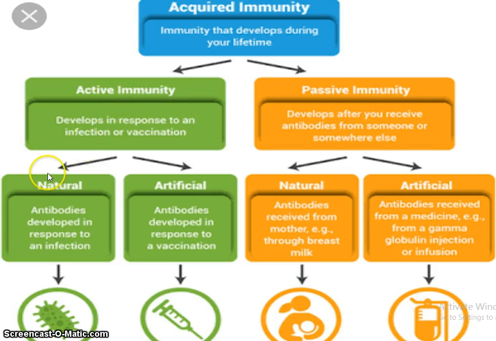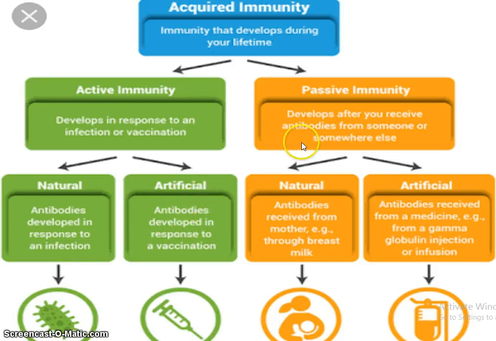Now, active immunity is of two types: natural active immunity and artificial active immunity. Natural active immunity means that after an infection, our body produces antibodies in response to the antigen. That is natural active immunity. But in artificial active immunity, antibodies are produced in response to inactivated antigens, and it works as the vaccines for our body.